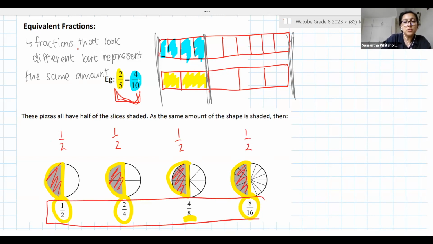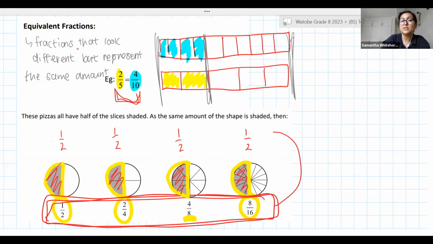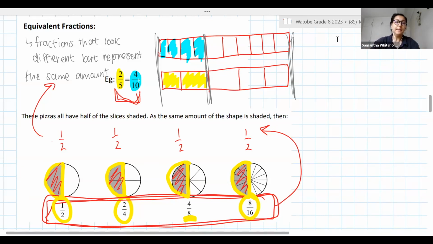So a half, 2 over 4, 4 over 8, 8 over 16 represent exactly the same thing. And this is what our definition says equivalent fractions are. Fractions that look different, they have different numbers at the numerator and denominator, but they represent the same amount. All of these pictures with my pizza represent the same amount of pizza. I'm eating half of the pizza. It just depends how many slices my pizza is cut up into. Right, so that is essentially an equivalent fraction. Fractions that represent the same amount.